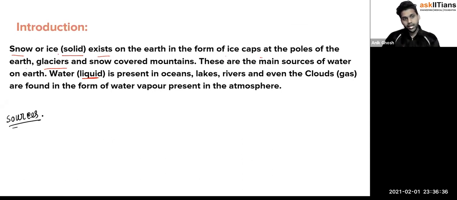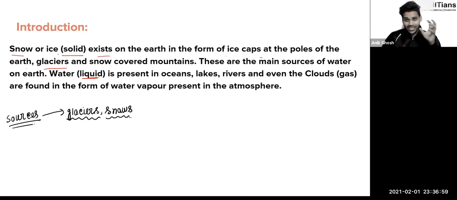Fine. So they are saying that in the North Pole and the South Pole and the polar regions, the glaciers we see, the snows we see, these things are mainly the sources of water. So basically the glaciers and snows are nothing but the solid forms of water, isn't it? So what is snow? What is ice? Think about it.